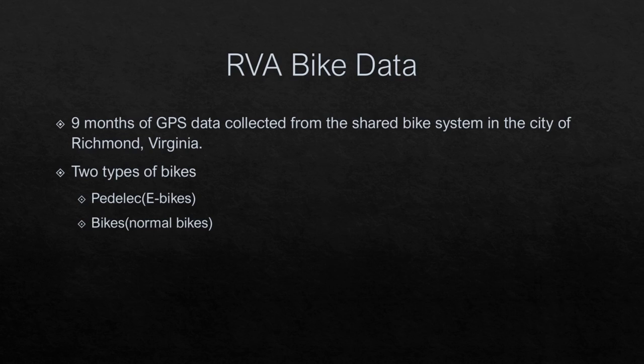We have 9 months of GPS data of trips taken by bikers in the city of Richmond. The data contains information about two kinds of bikes. One is the normal or traditional pedal bike, and the other is an electric bike, which we will be referring to as pedelec. Particularly, this new form of e-bikes are getting increasingly popular nowadays.